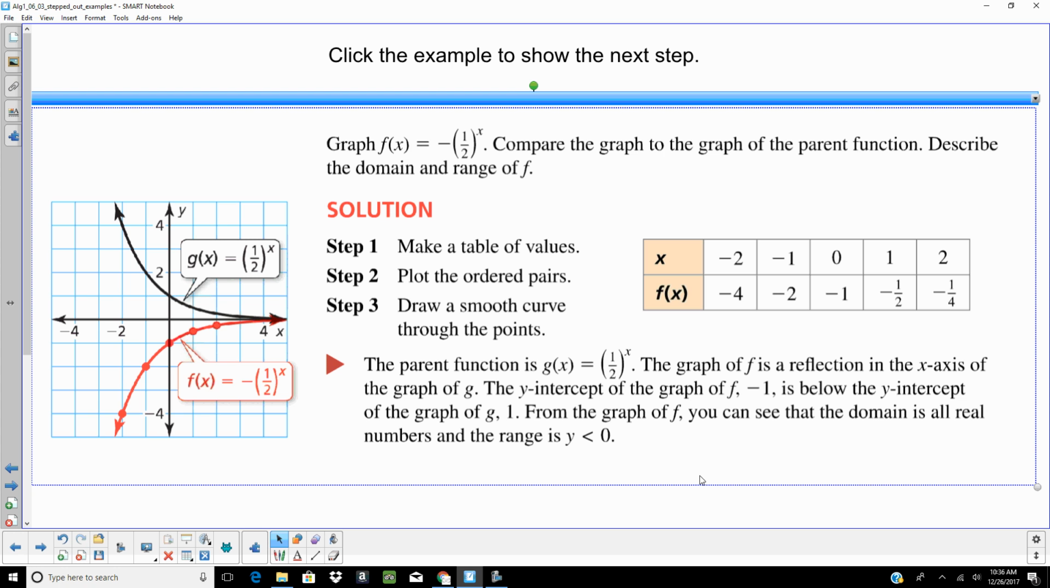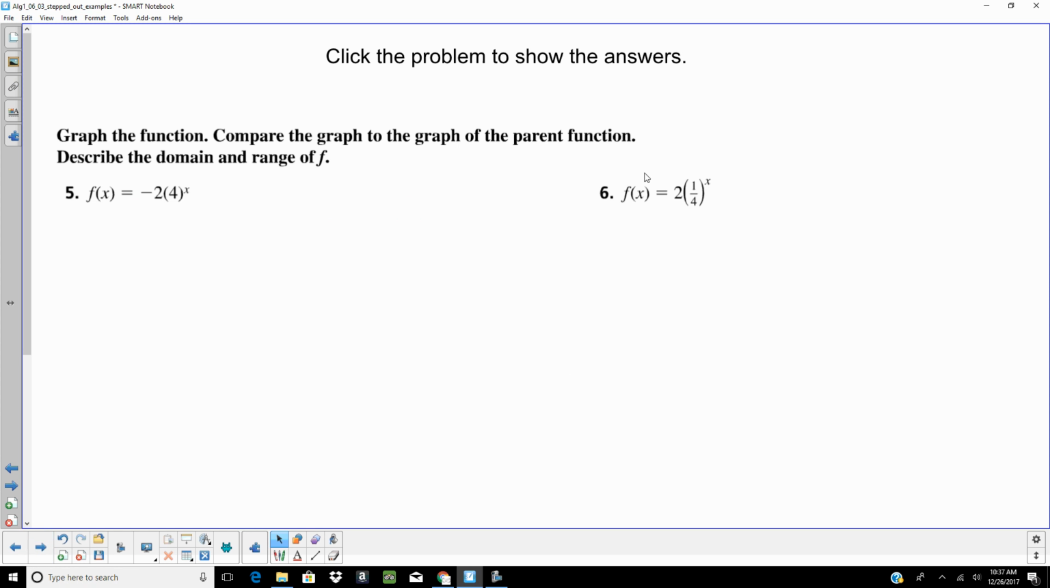And if you notice, that negative sign flips it. It makes it a reflection over the x-axis. So my domain is going to be all real numbers. The range for my black line, my parent function, is y is greater than 0. My range for my red line is going to be y is less than 0, because everything is underneath the x-axis. All my y values are negative. They'll never become positive. Why don't you just try number 5 on your own and see what that looks like?